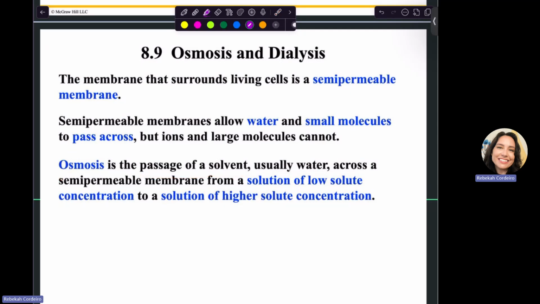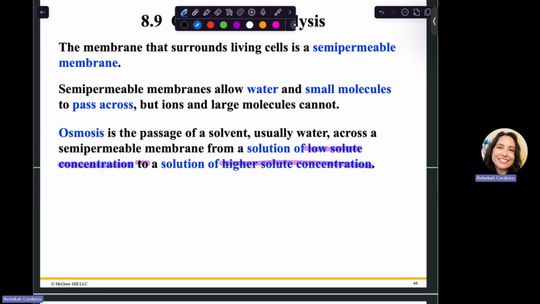It always goes from low concentration to high concentration. We flow from low concentration to high concentration. The water, the solvent, always wants to be where more solute is. They want to be where the party is. Oh, there's more solute over there. It's going to go over there.